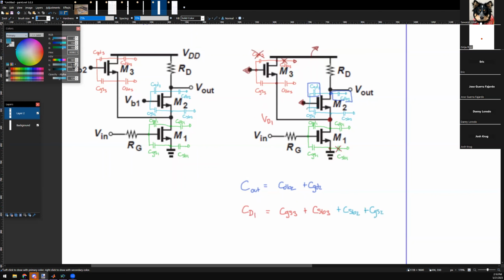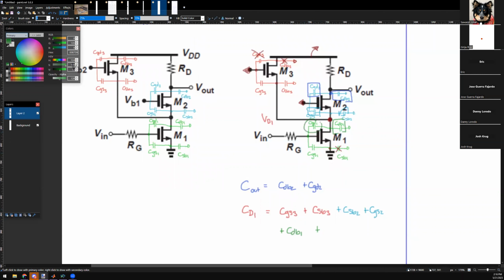And CGD1 times 1 minus 1 over A, I believe. Well, hold on, let me just take this guy first, plus CDB1. And then I have the CGD1, but it's not to ground. Notice all these other capacitors were touching the node and to ground, so those you just add straight in. But for this guy, it is Miller.